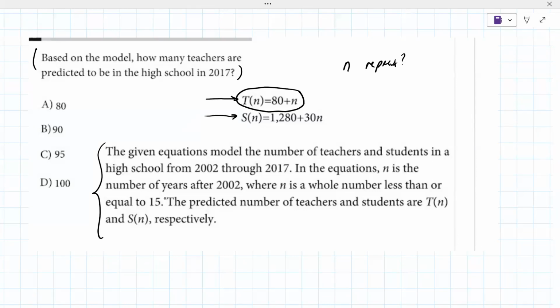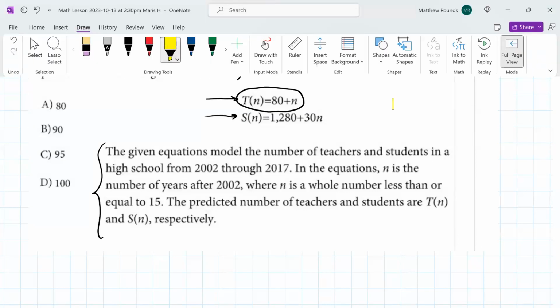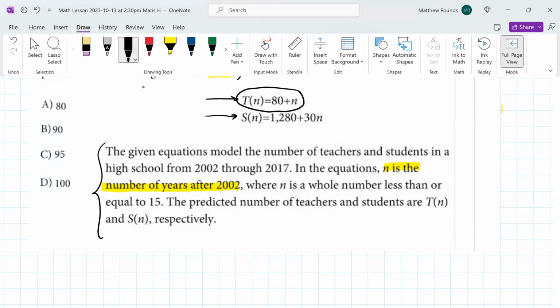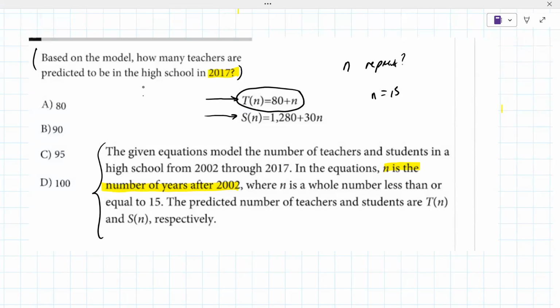Just being close to 15. Yeah, the number of years after 2002. So in your problem, it's 15. Yeah. What happens when you put 15 in for N in that equation? 95. Yeah, a lot of words to get to that, but that's all it's saying.